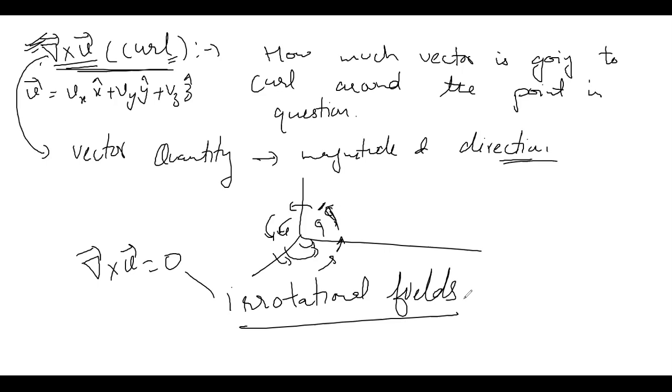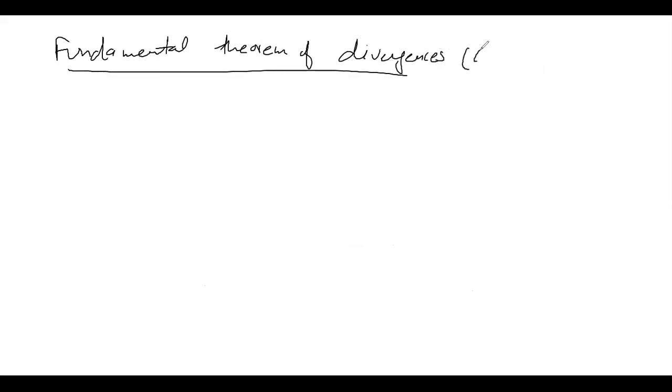Now, I'm going to stop about the del operator right now. Now we are going to discuss two theorems, which I'm going to use very repeatedly when we are going to derive Maxwell's four equations. So I would like you to remember those two theorems. First is the fundamental theorem of divergences. And this is also called Gauss theorem or Green's theorem.